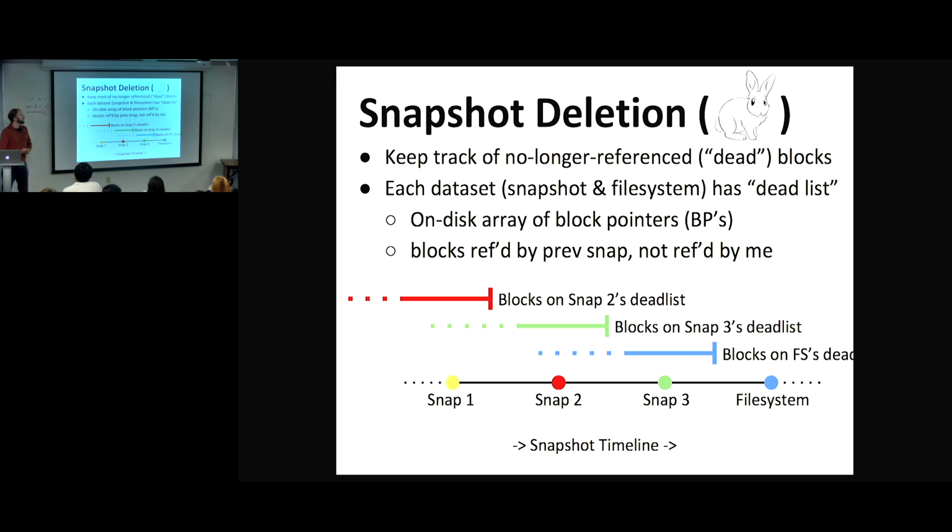Okay, so the next algorithm, the bunny algorithm. The main idea here is that we're going to keep track of these no longer referenced blocks in some auxiliary data structure. We call this the dead list. Every snapshot and every file system keeps track of a dead list. The dead list is just an array of block pointers that we store on disk. We keep appending to it. It tells us the blocks that are referenced by the previous snapshot, but not referenced by this snapshot or file system. We can see that diagrammatically here. For example, take this snapshot 3: its dead list is the blocks that are referenced by the previous snapshot, not referenced here, and they might or might not be referenced by earlier snapshots than that.